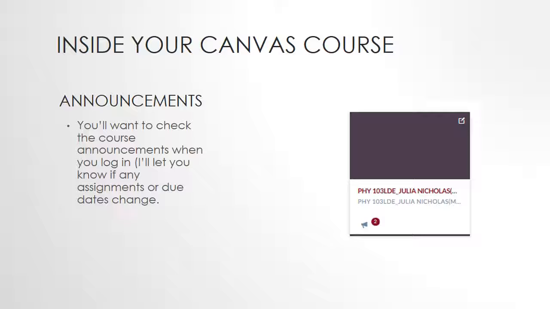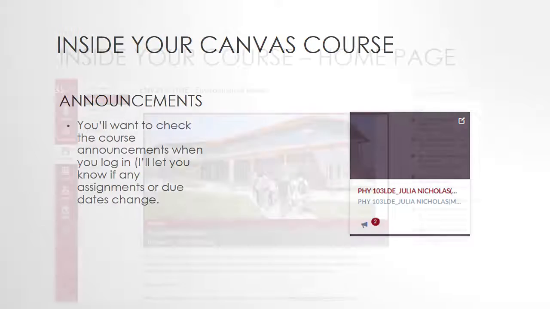When you are on your dashboard, and this says Physics 103, but it will look the same for your course as well, if you see this little megaphone thing with the number on it, that means that there's a new announcement for the course. I may use announcements throughout the course if I need to let all of you know something particular. So keep an eye out for that icon and just click on it and it will take you to the announcements for the course if there are any new announcements.